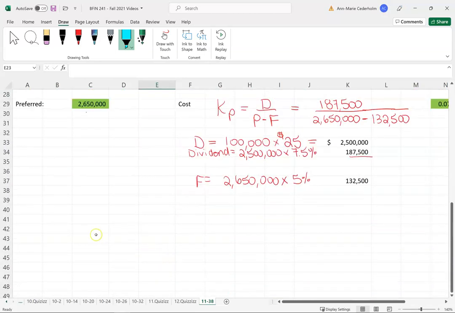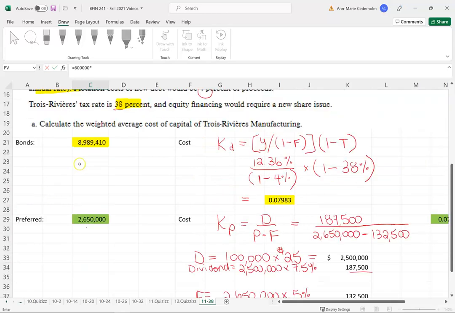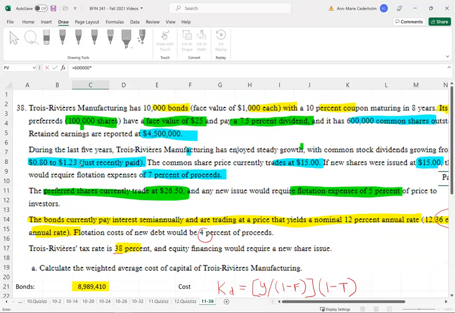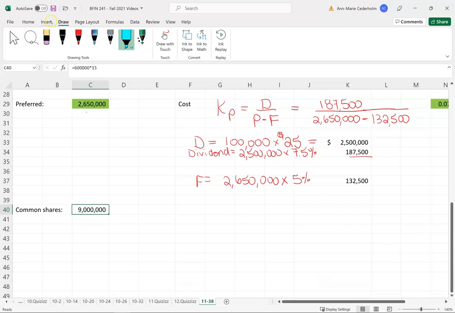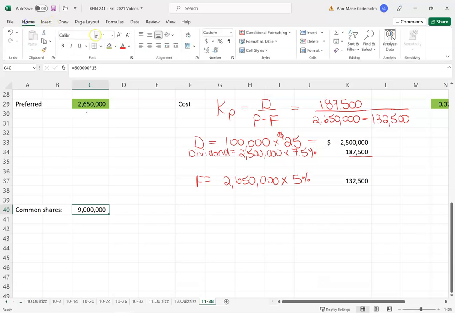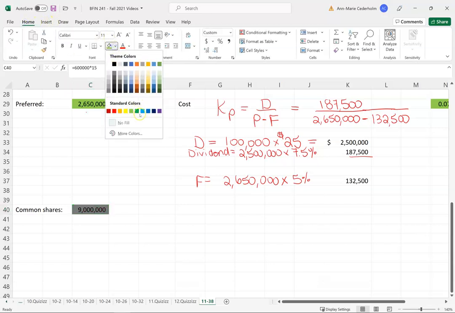Okay, so the first step is to figure out what the market value of the common shares is. That one's not too difficult, because we can take the number of shares issued and outstanding, which is 600,000, and multiply that by the market rate of the shares, which was, the common shares currently trade at $15. So we'll go ahead and do that. So the common shares are 9 million. And I'll just highlight that in blue.